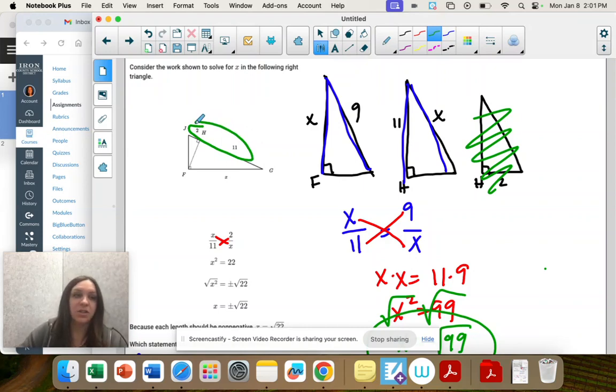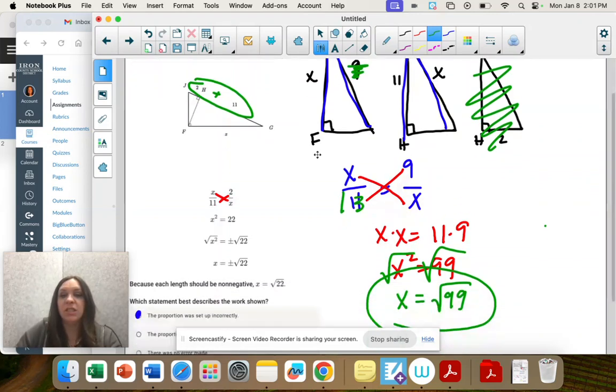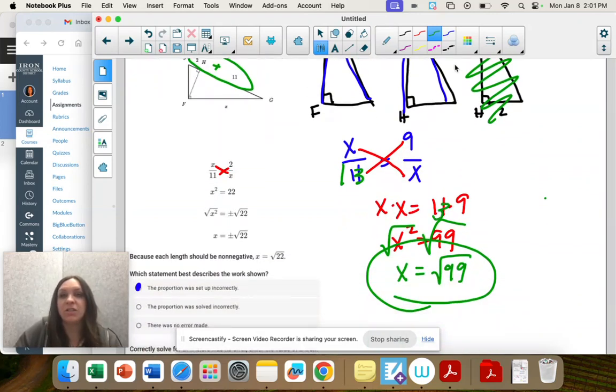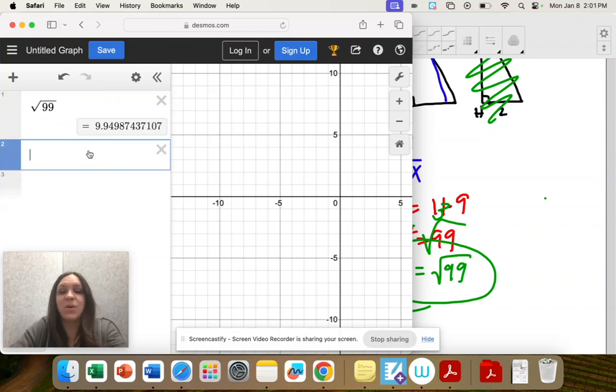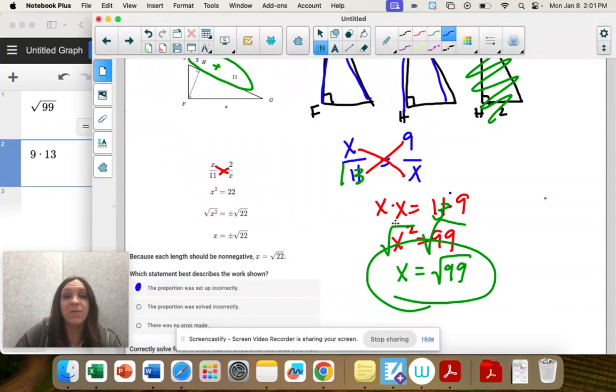Did you guys catch it? This hypotenuse is 13. I did 11 minus 2. It's 11 plus 2. 9 times 13. Okay, so when you're doing these, just go through your work. Even I mess up. Even your teachers mess up. It's a square root of 117.